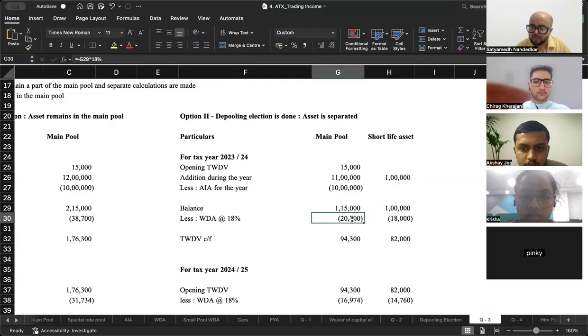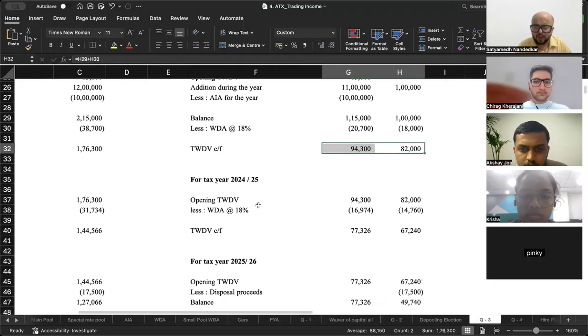इस पे 18% 2,700, इस पे 18% 18,000. Total amount is 38,700. Your TWDV carried forward is 176,300. Pretty much the same as this one. No difference in year one. Look at year two. 94,300 पे 18%, 16,974. 82,000 पे 18%, 14,760. टोटल कितना? 31,734. सेम एज दिस ईयर.